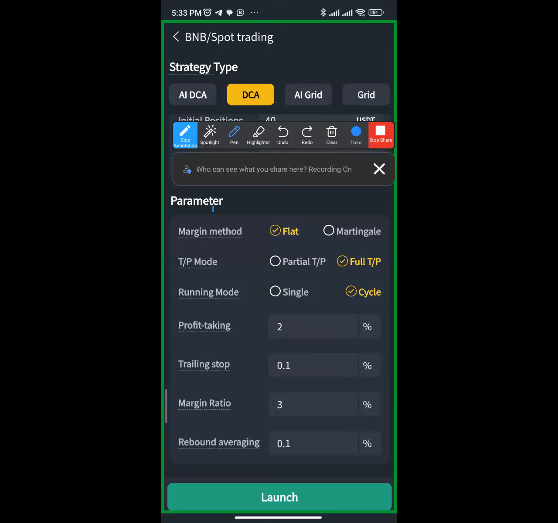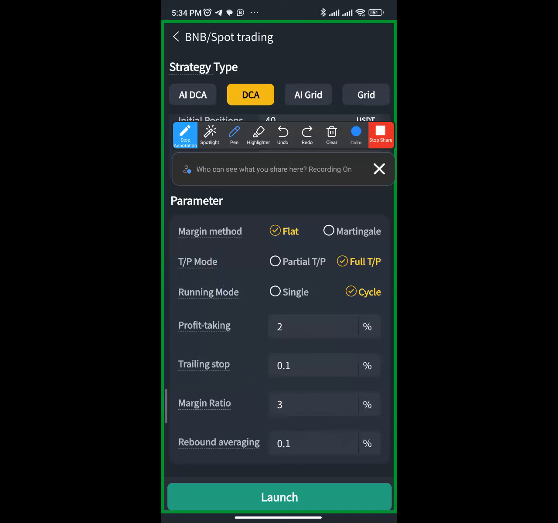The rebound averaging: when the robot looks at the coin and it hits the bottom, if this is the bottom, it waits for it to gain some kind of 0.1%. Of course, once there's a rebound, what does the robot do? The robot will buy. So in the sports markets, the rebound average is a little bit different from that of the futures.